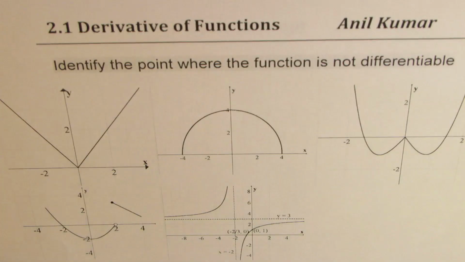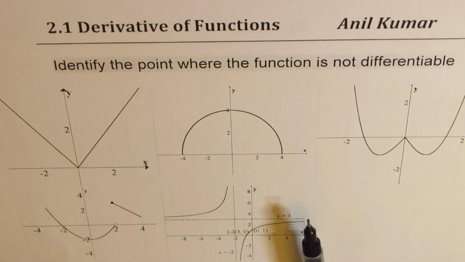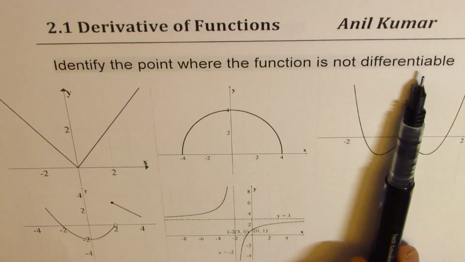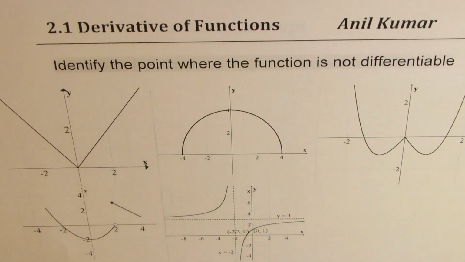So let's take one more example where we are just looking at the graph of the function and then answering. Now this helps to understand the whole chapter, right? The question here is, identify the points where the function is not differentiable. So we have done this. It should be clear for you. So you should identify the points where the function is not differentiable. Let me mark those points.